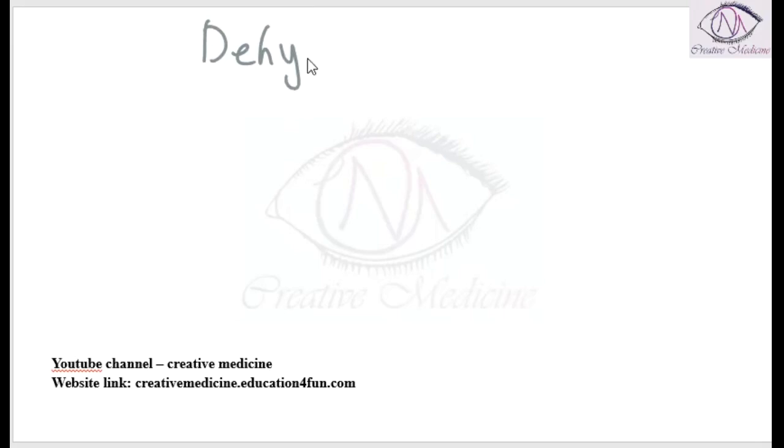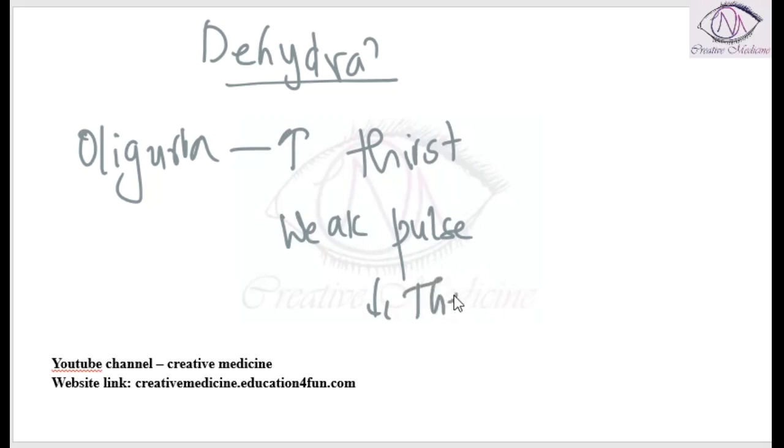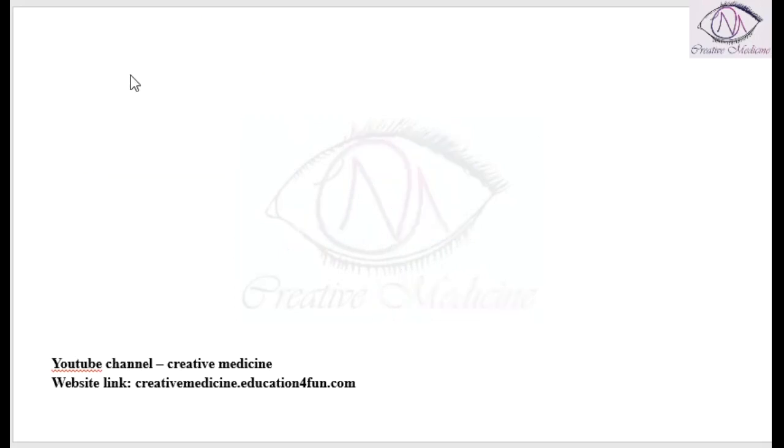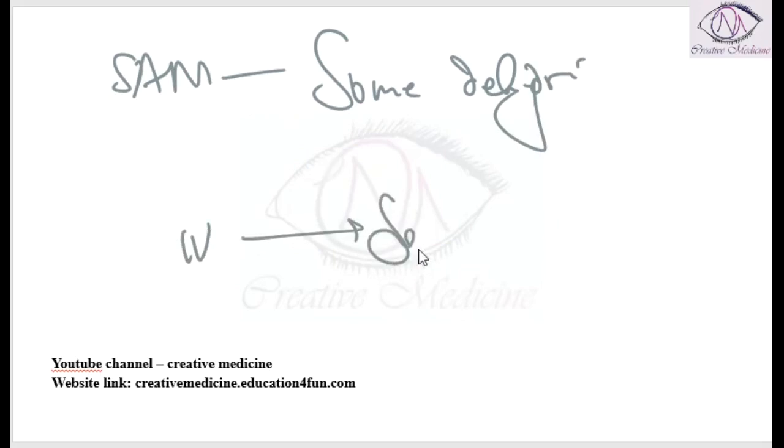In dehydration, first you will have to identify the oliguria or whether there is increased thirst. So, if you identify oliguria or increased thirst or presence of weak pulses or hypothermia, then that means there is dehydration. Then all children with severe acute malnutrition should be considered to be in some dehydration. Only indication of intravenous fluids is severe dehydration with shock.